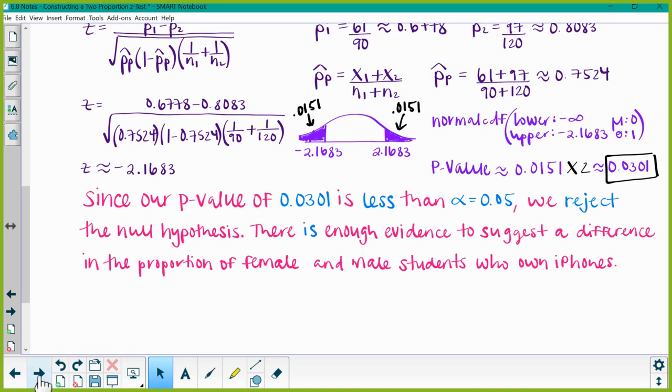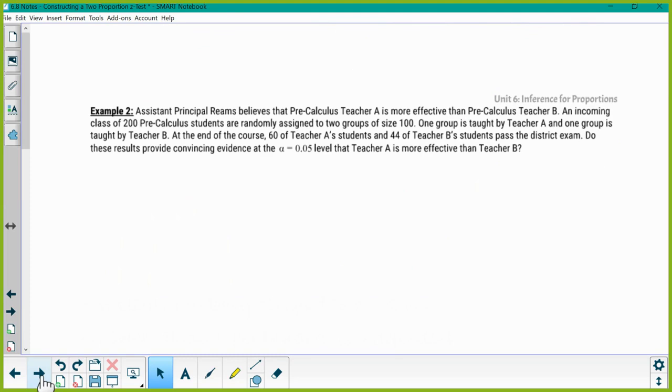Okay, example two should not take us as long, just because we're going to go the calculator route this time. A little less algebra, which is going to save us a lot of time.